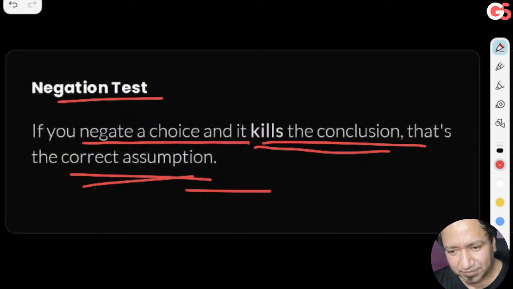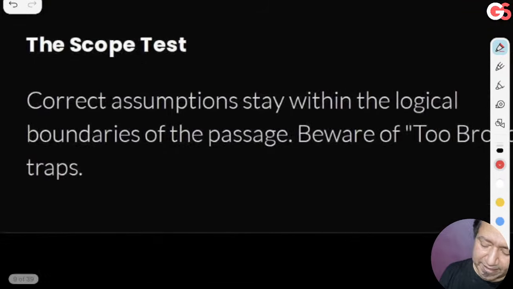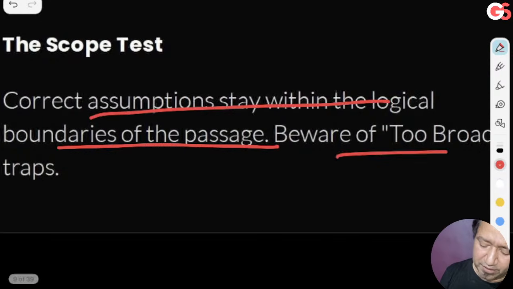That becomes the assumption. Okay? Negation test. Now, second is scope test. Correct assumptions stay within the logical boundaries of the passage. Beware of too broad traps.